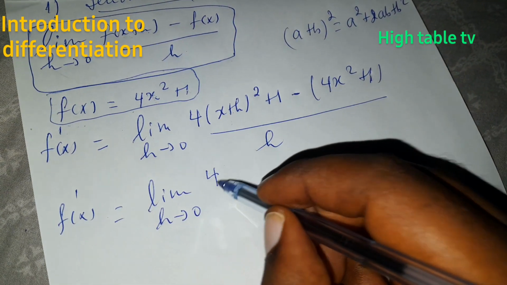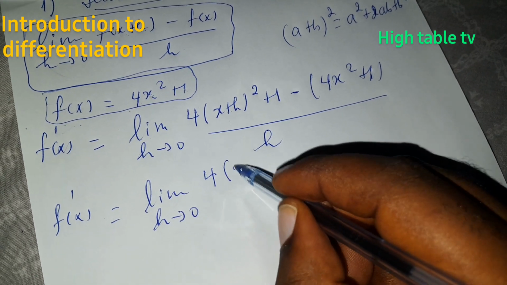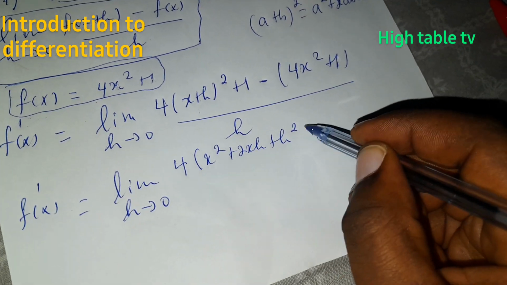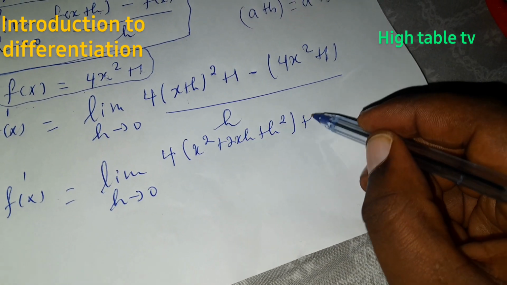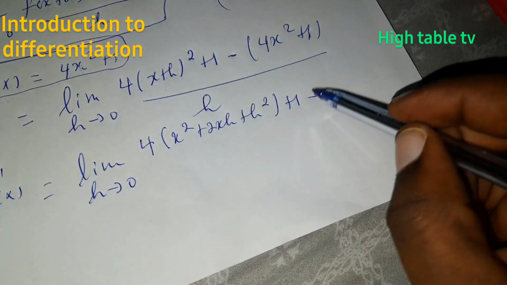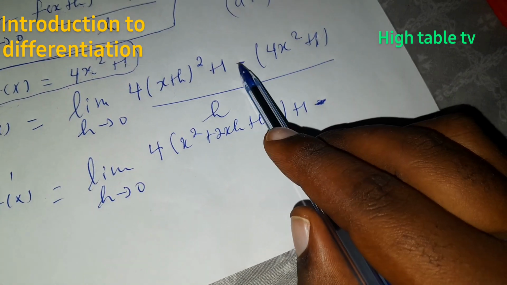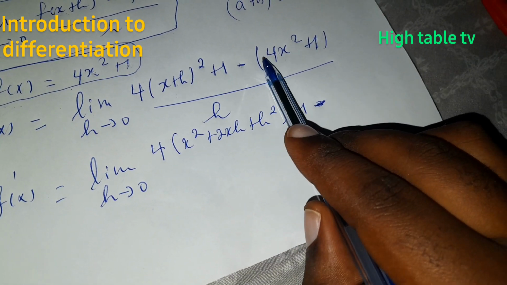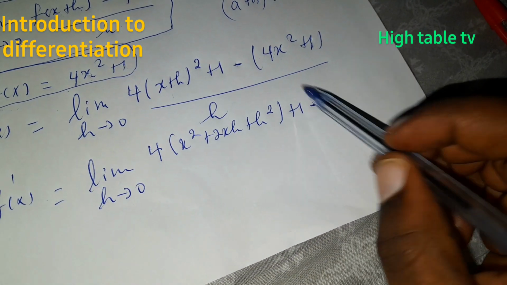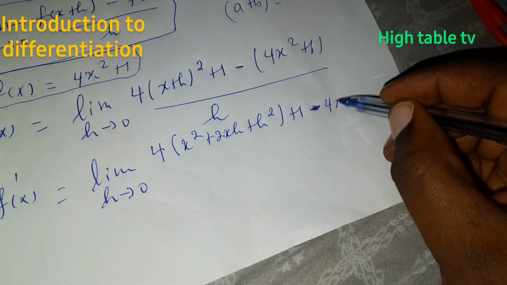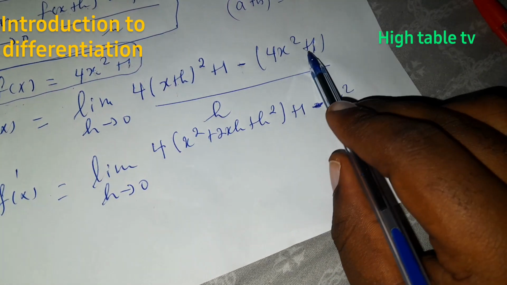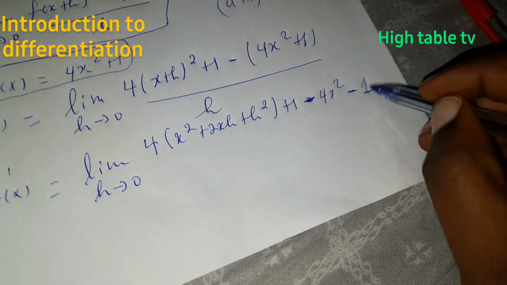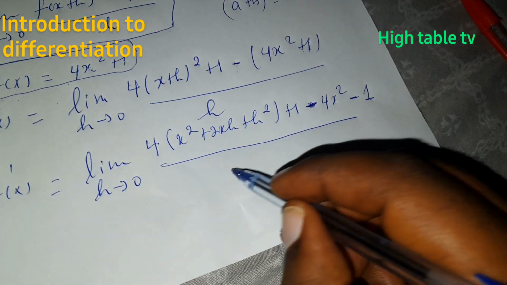So you can just have 4 times (x squared plus 2xh plus h squared), then plus 1, negative. So for this negative here, we can just multiply it by each term in the parentheses. Negative times positive will be negative, and then negative 4x squared. Negative times positive will be negative, so you get negative 1, all over h.